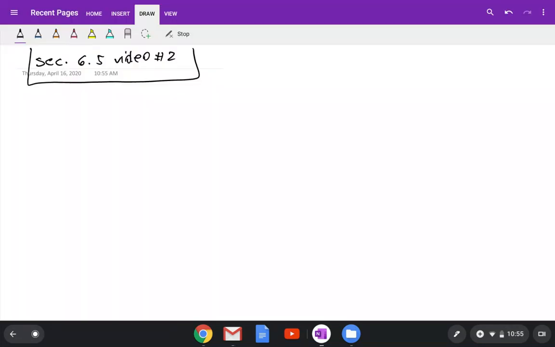Okay, welcome back. Section 6.5, video number 2. So we continue with properties of logarithms. So far you have 8 of them, and we'll start with writing expressions as a single logarithm.